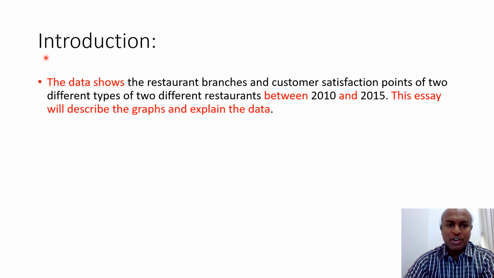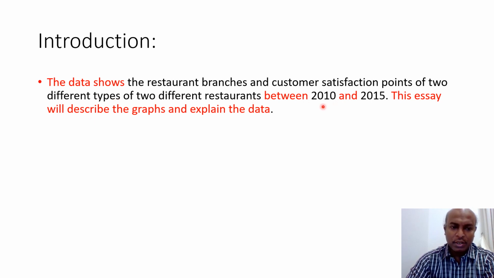Let's start with the introduction. The first phrase: the data shows. Use the phrase and then write what the question is about. You can take this information from the question or from the graphs. The information in the question is about the restaurant branches and customer points for two different restaurants between 2010 and 2015. So the information must be in the question or in the graph.